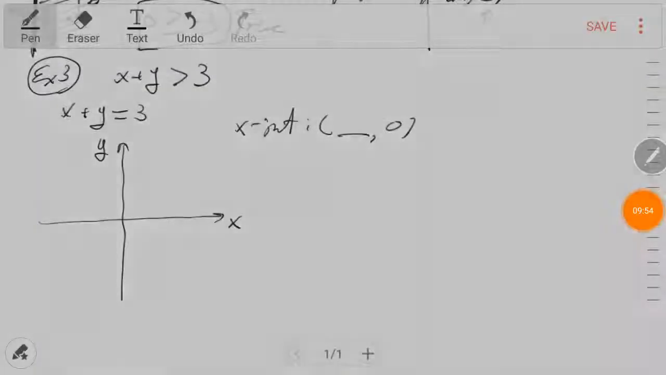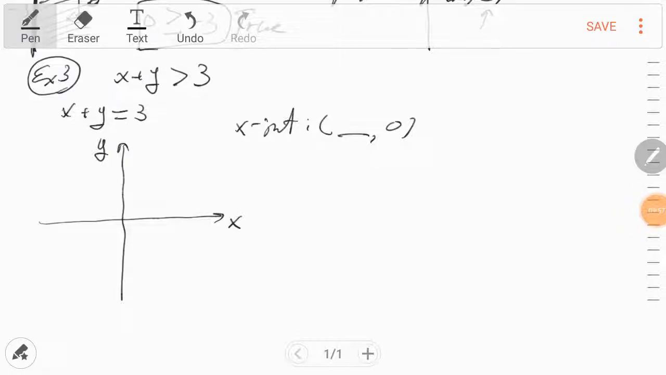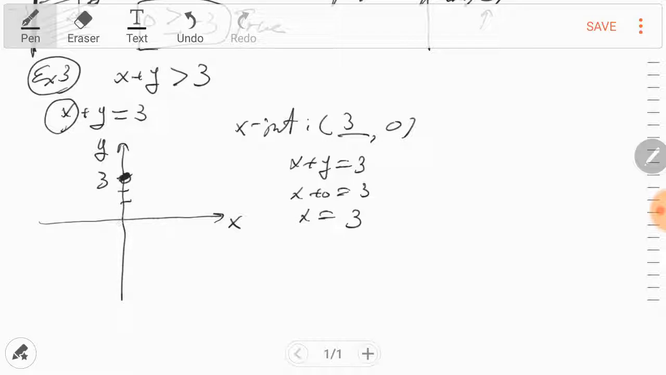I'm sorry for the barking sound. Set the y value to 0, then x plus 0 equals 3, so x equals 3. I'm sorry, I mixed that up. When y equals 0, x equals 3. 1, 2, 3. So this is the x-intercept.